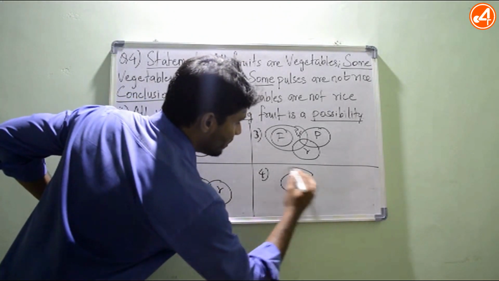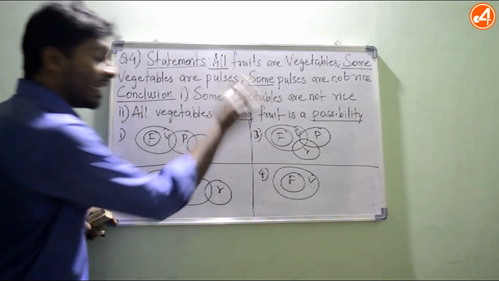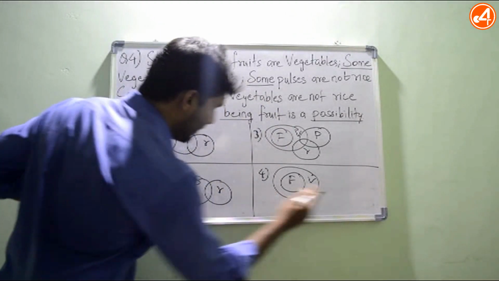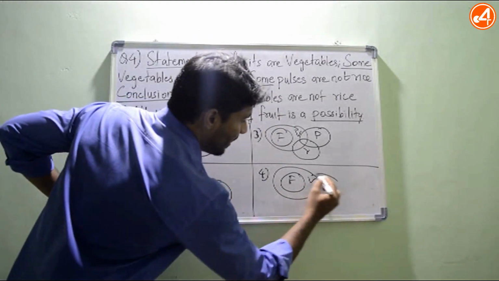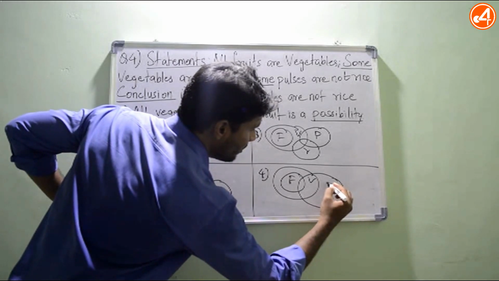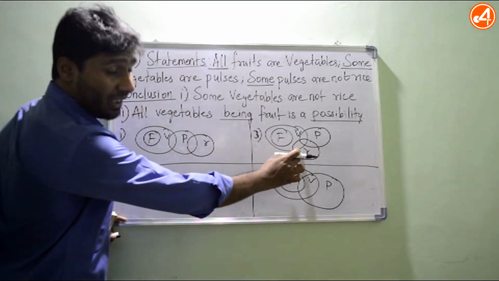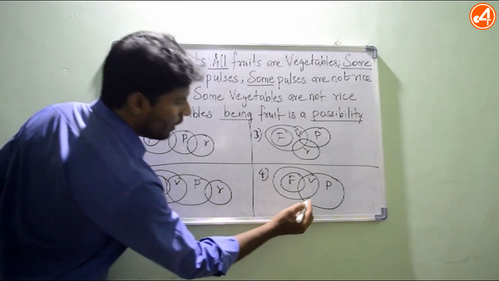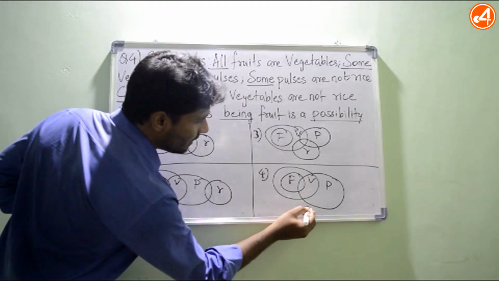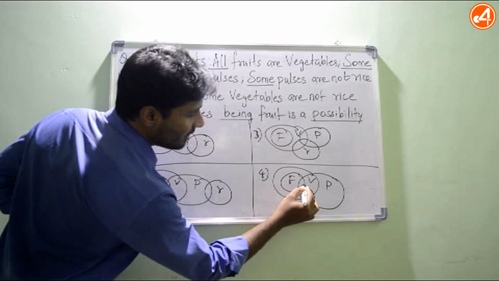So already fruits and vegetables are being connected. It's directly connected in the question. And pulses, I can take this one. So pulses are a little bit connected with fruits, and when you draw rice, you simply go for this one, but it has a connection with fruits also. So when we draw rice, you can take it like this. It's connected with pulses, vegetables, and fruits also.